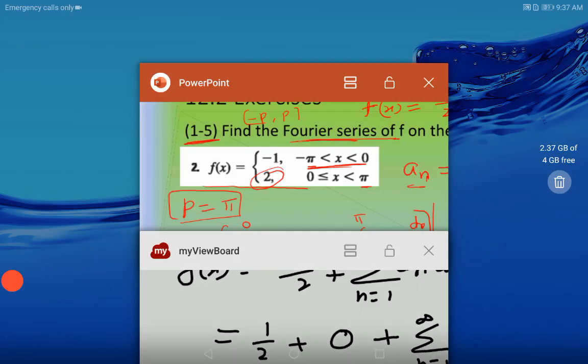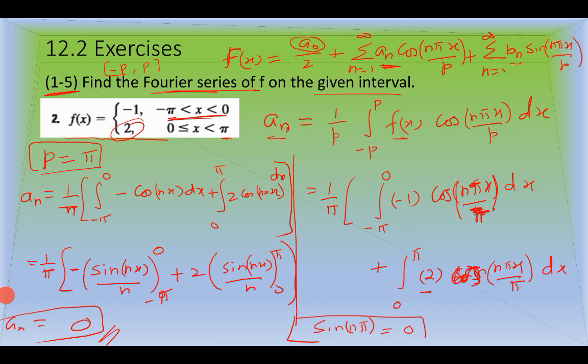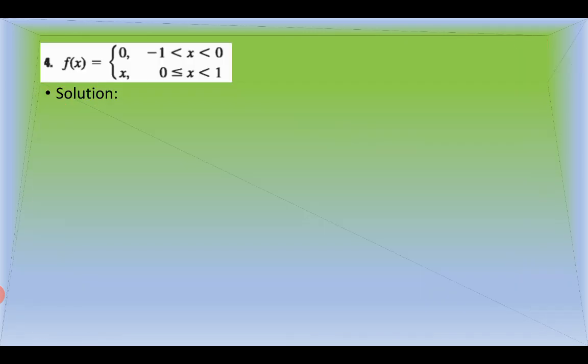We'll go to the second problem. The answer is here. Problem number 2. A different function has been given. I'm not writing the formulas, I'm directly going to the solution. So let's first find an. The formula for an is here. What is p? p is 1. Check the limit. It's minus 1 to plus 1. So the limits are minus p to plus p.